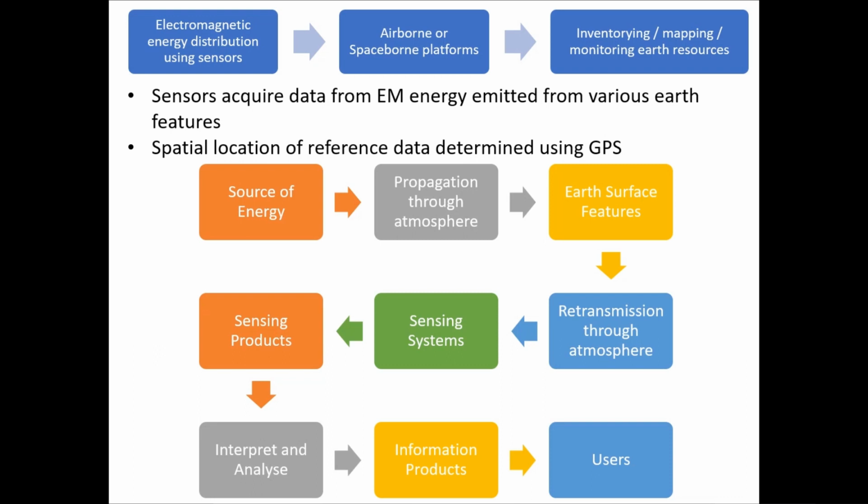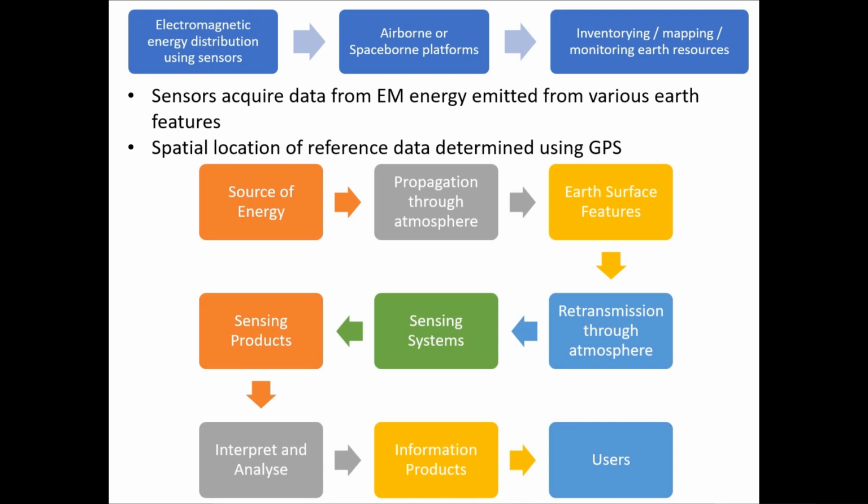Then it is basically retransmitted through the atmosphere, basically reflected, right? Reflected, or that energy might be saved and then later emitted. So from the Earth's surface features, it is retransmitted through the atmosphere and then captured by the sensing systems, right? You interact with the target. Once that energy makes its way to the target through the atmosphere, it interacts with the target depending on the properties of both the target and the radiation.